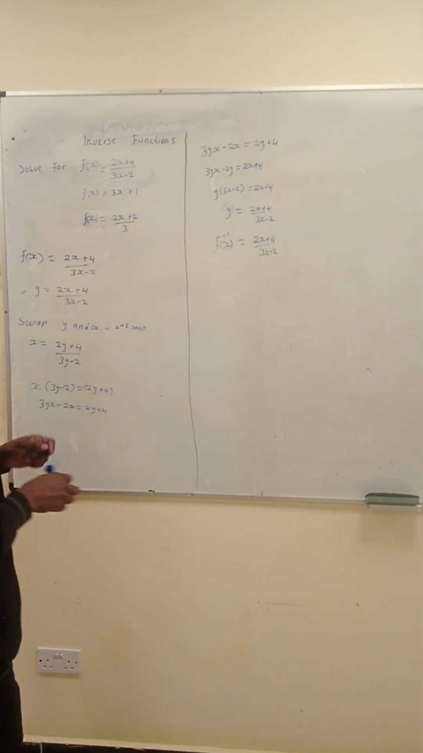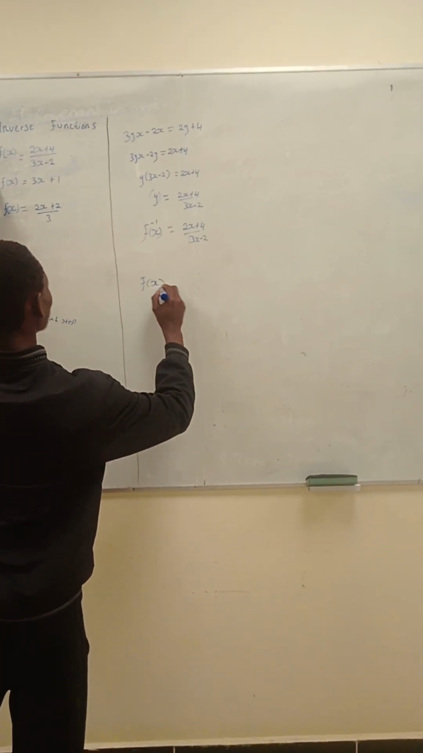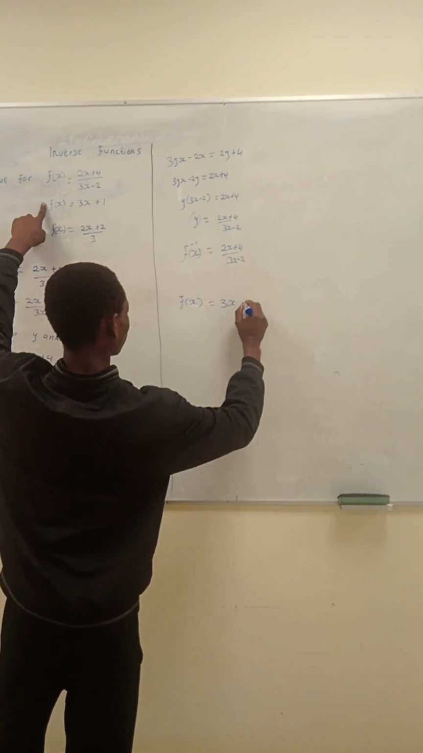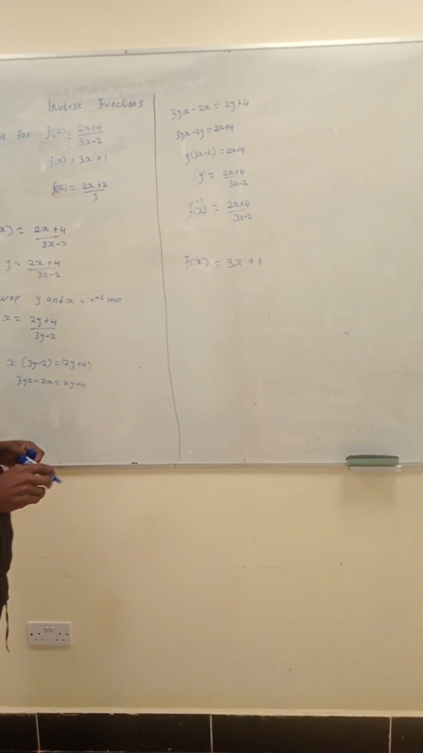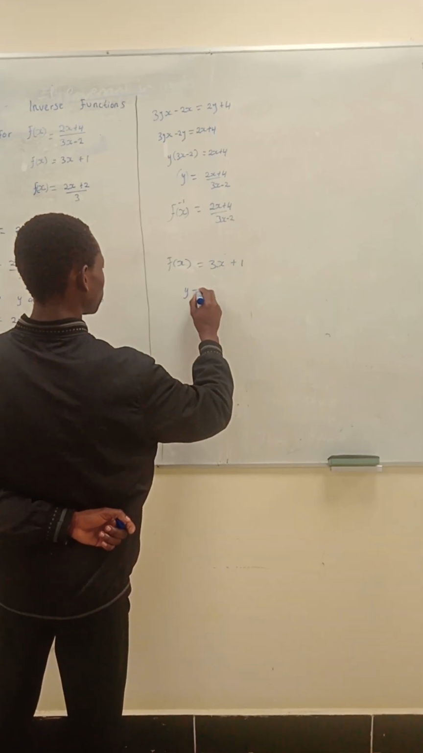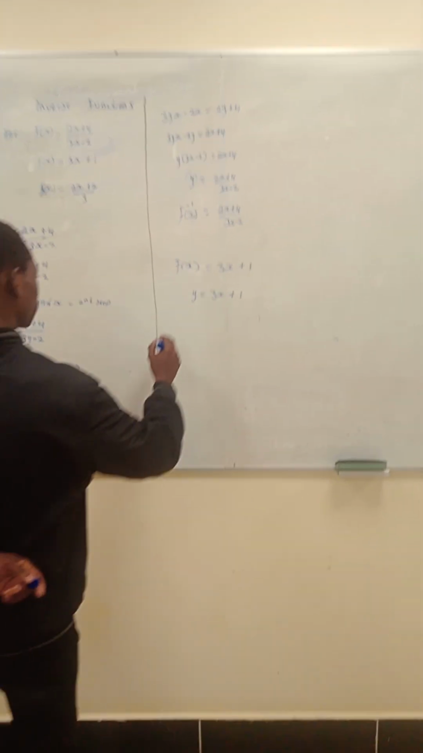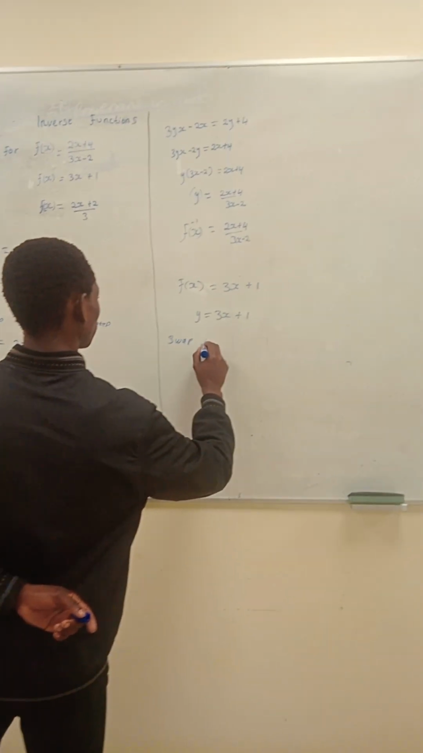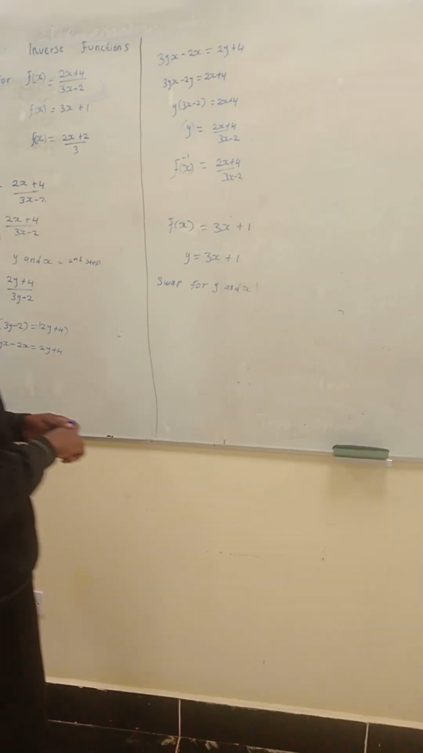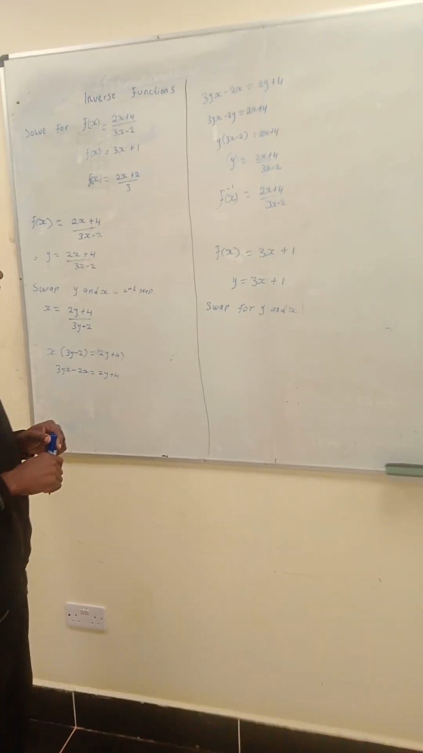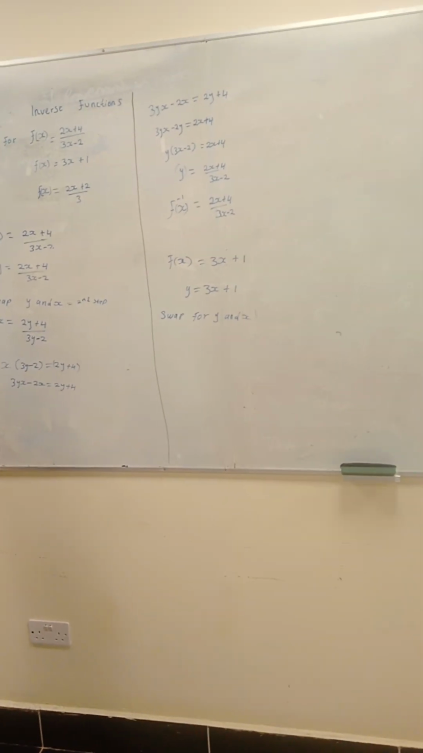A similar way can be followed while we handle the second equation. F of x is given as 3x plus 1. So we just follow the same steps. First of all, we write the equation in terms of y and x: y is equal to 3x plus 1. Second step, we swap y and x. As I said before, swapping means where there is x, you put y, and where there is y, you place x.